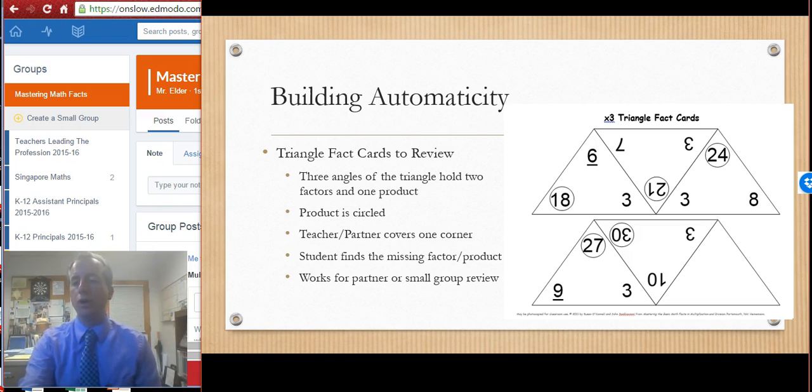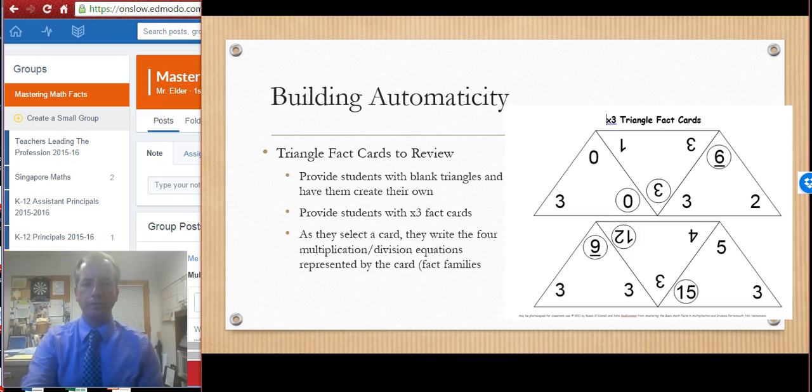Again, these are all easily editable on your digital download. So as kids go through these, kids are going to write the multiplication. They can write the multiplication sentences. They can write the division equations. And so again, just trying to build automaticity by giving a number of repeated experiences.